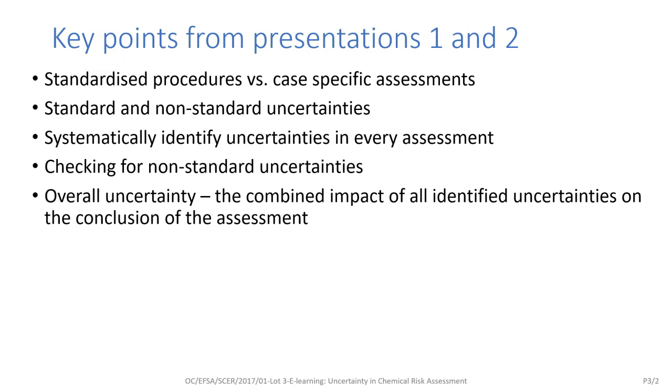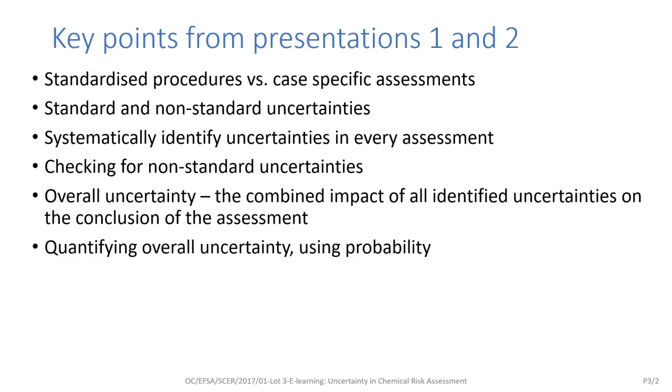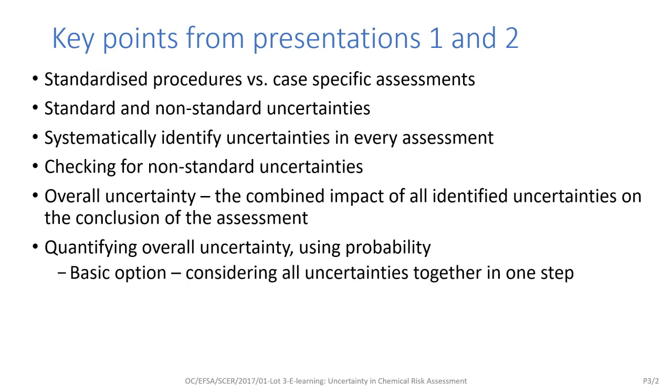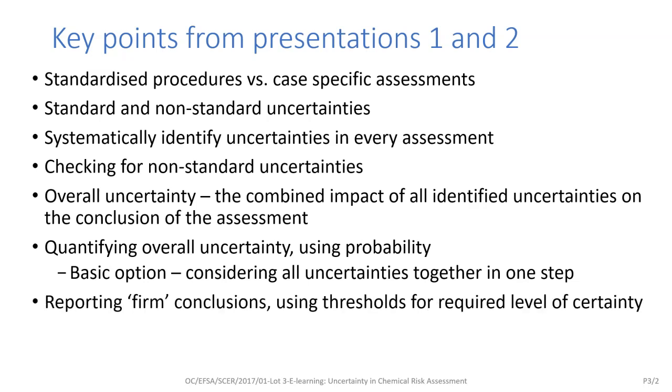In the second presentation, I explained why the uncertainty guidance recommends assessing overall uncertainty quantitatively using probability, and I described in detail the basic option for doing this, which is to assess the combined impact of all the uncertainties together in a single step using expert judgment. I also explained that where EFSA is required to provide firm conclusions, you can do this using defined thresholds for the level of certainty that is required.